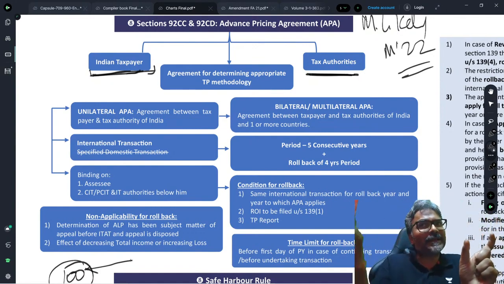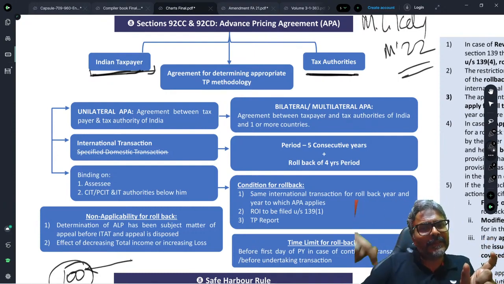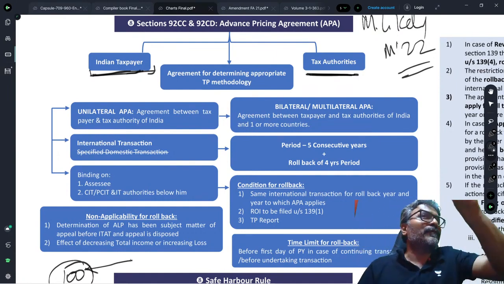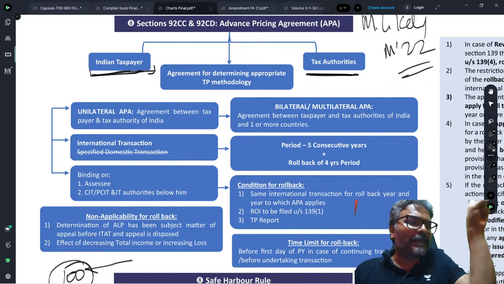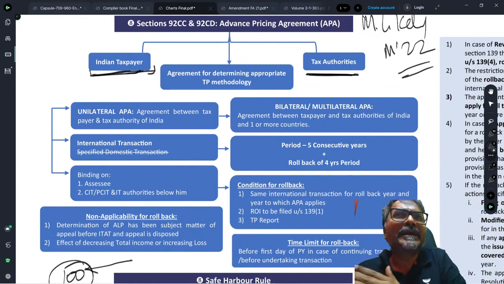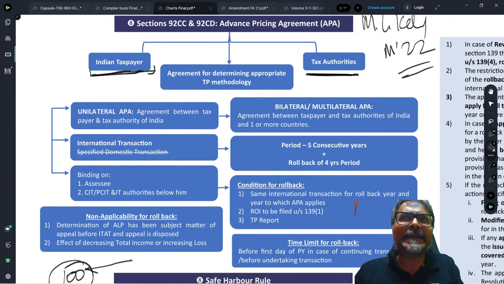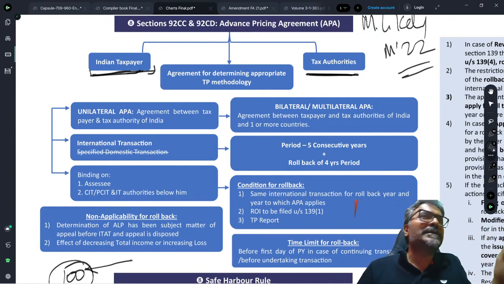So if the transactions are the same, which transaction? The transaction for which you have taken the APA, and the transaction for which you want the rollback in the past year. If those transactions are the same, then what will we say, students? We will say in this particular case that the rollback will be given to the SSE.